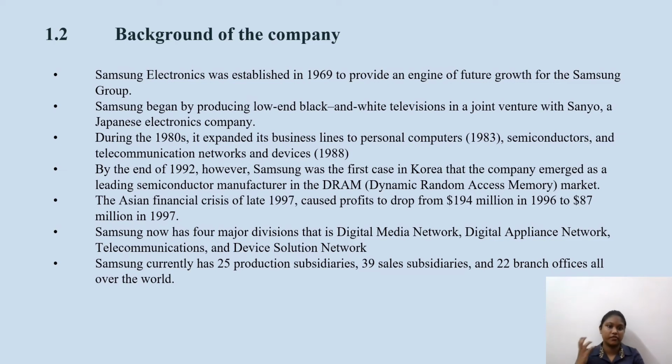The Asian financial crisis of late 1997 caused profits to drop from $194 million in 1996 to $87 million in 1997. Samsung now has four major divisions, that is Digital Media Network, Digital Appliance Network, Telecommunications, and Device Solution Network. Samsung currently has 25 production subsidiaries, 39 sales subsidiaries, and 22 branch offices all over the world.